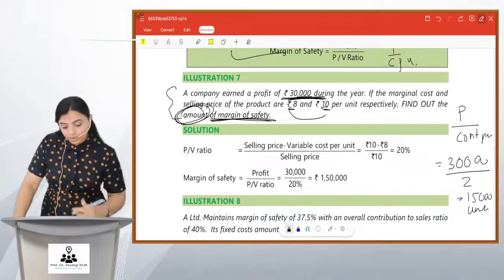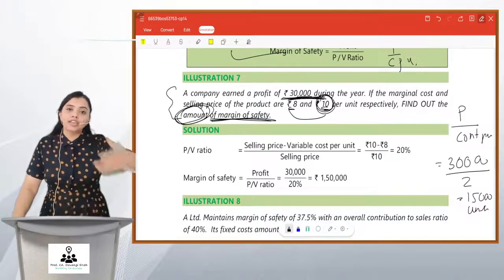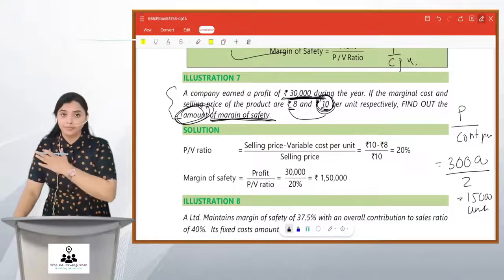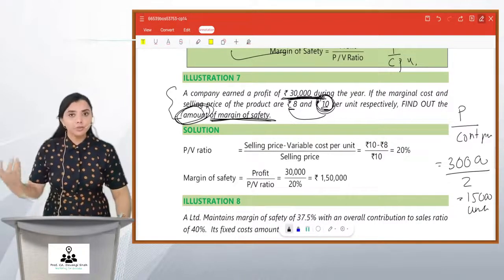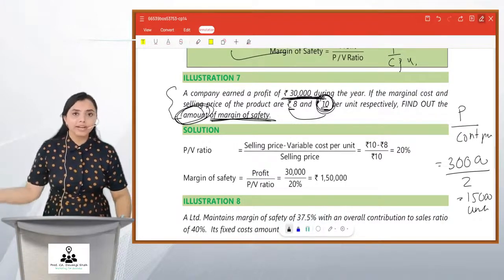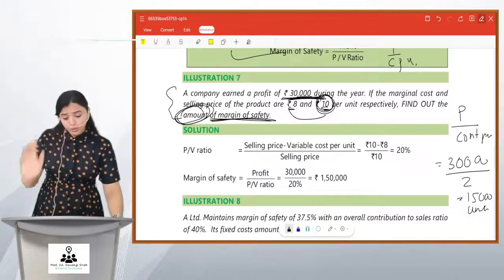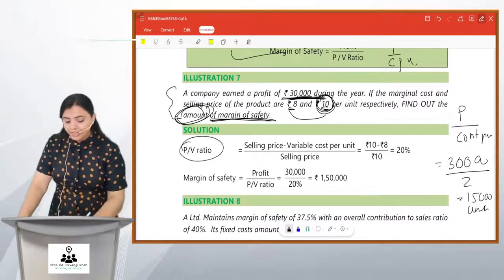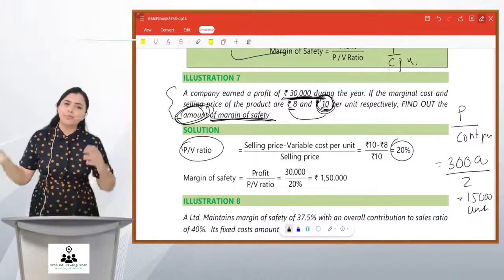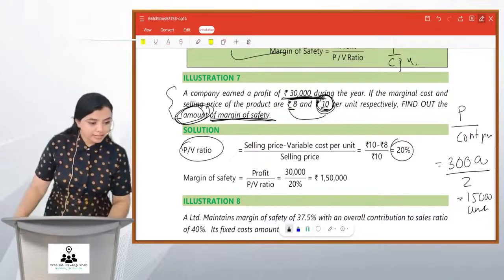So 15,000 units will be sold at 10 per unit sales value. 15,000 into 10 will give you 1,50,000 as your margin of safety value. So you could use this contribution per unit, get the margin of safety units multiplied by 10 to get the value. Or you can do like this. Get the PV ratio as 20%. And then profit upon PV ratio will directly give you the value. Both are right. Okay. Next.